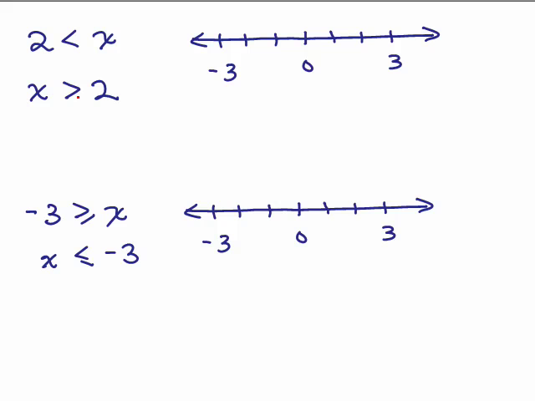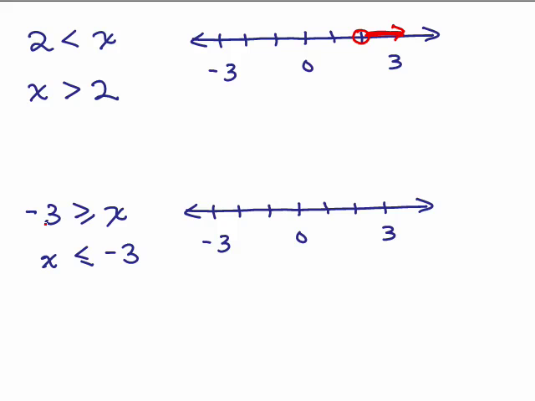So now I could say x greater than 2. It does not include 2, so I have to put the circle on the 2 and I have to go to the right. So notice if you left it as 2 is less than x, when the x is on the right-hand side, the arrow points a different direction than the inequality symbol.